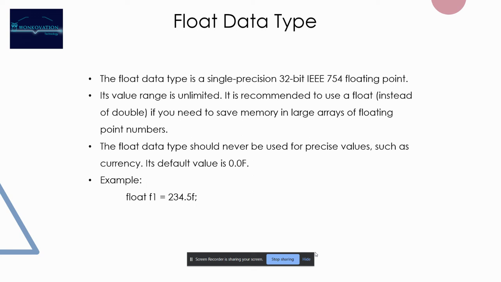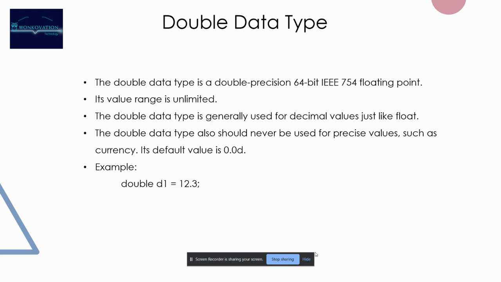The float data type should never be used for precision values such as currency. Its default value is 0.0f. For example, here f can be small or in uppercase, it doesn't really matter. And in the example here we can see that float f1 equals to 234.5f.